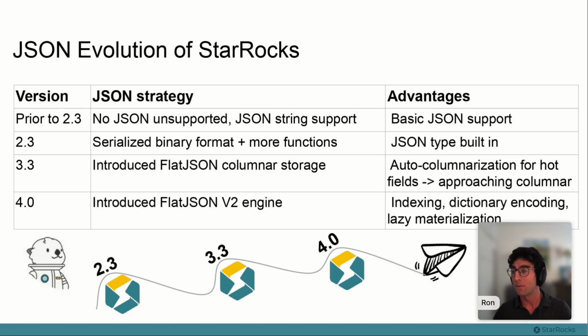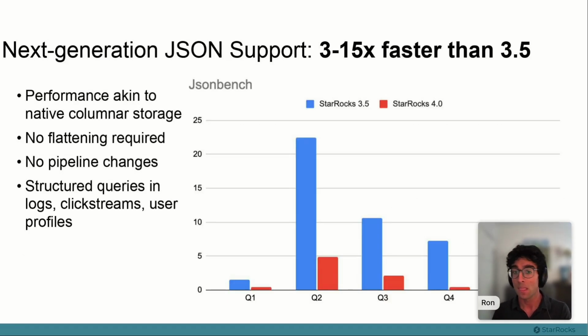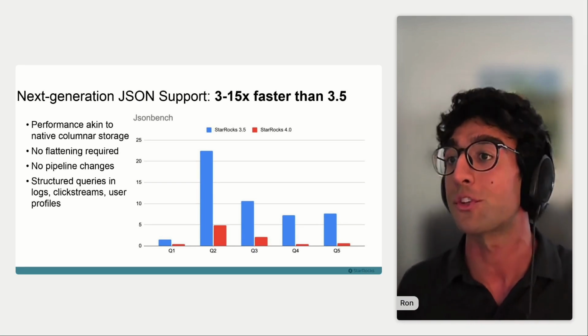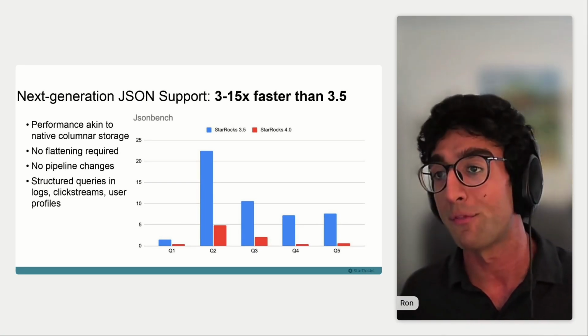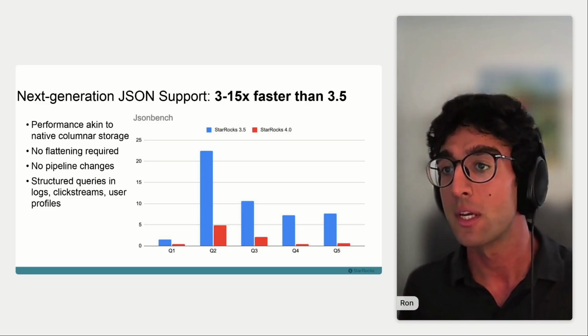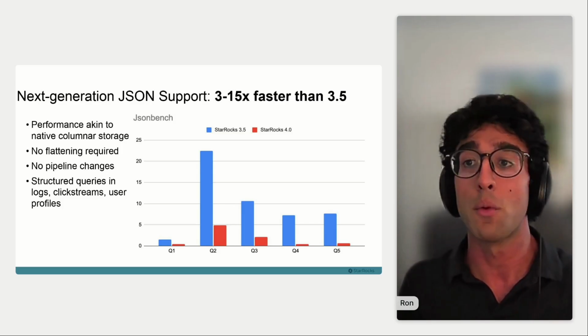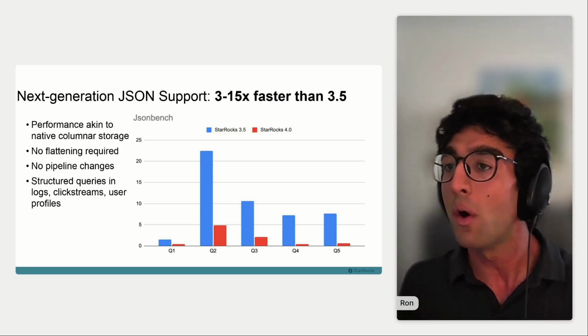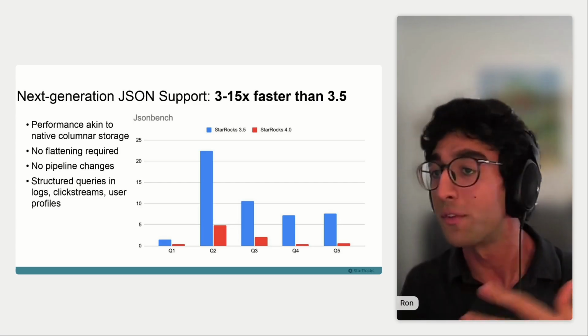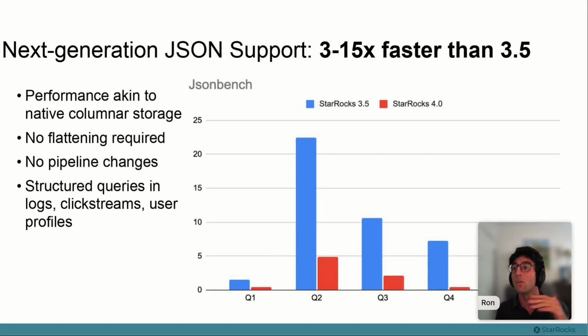Let's take a look at how far we've actually come in terms of benchmarks. Looking at our newest benchmark, I would say we have more or less next generation JSON support now, where we're almost 3 to 15 times faster than 3.5. We're getting closer and closer to performance that's akin to native columnar storage. So you don't need any flattening, there's no pipeline changes required, and we don't need to go through the hassle of scanning a lot of our full JSON objects. Now you can treat your JSON objects like semi-structured files.